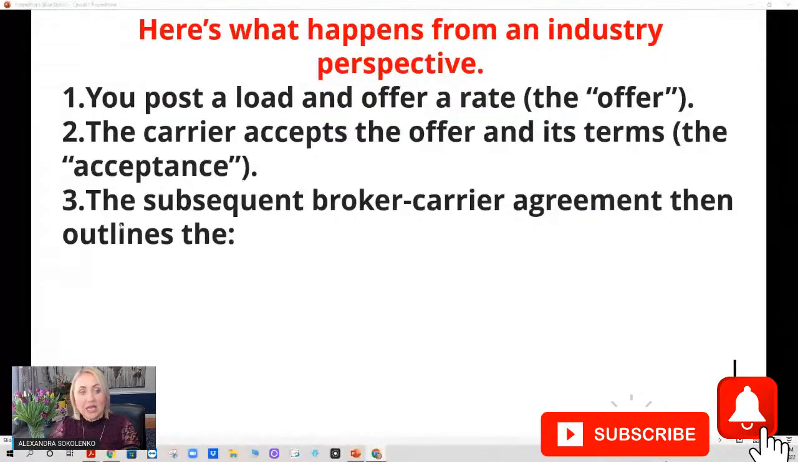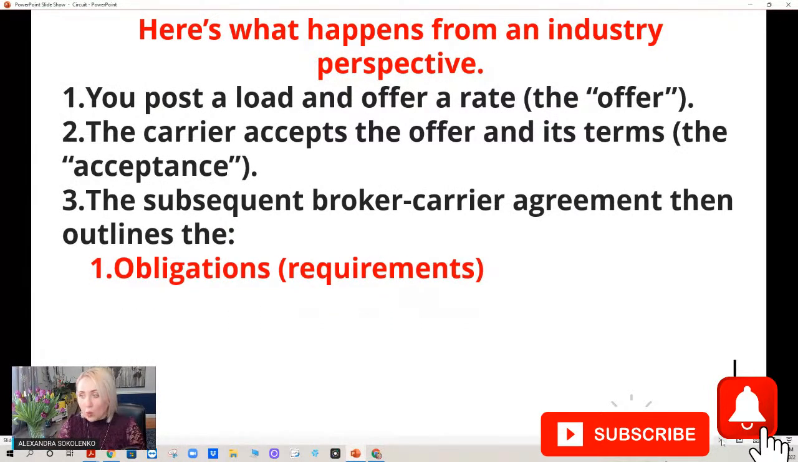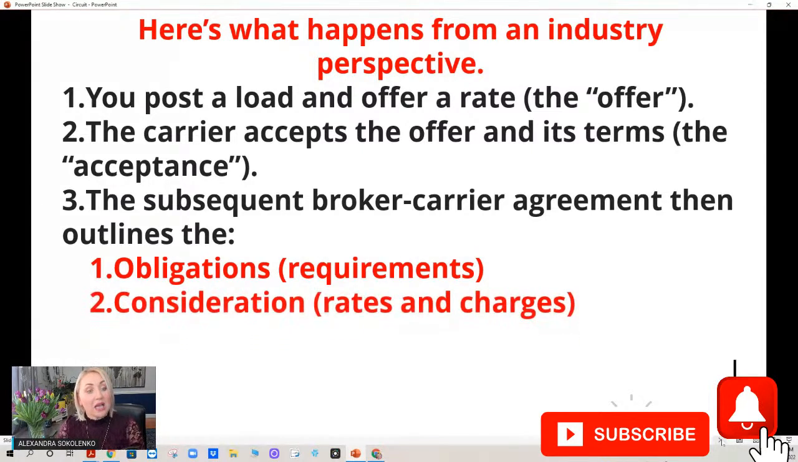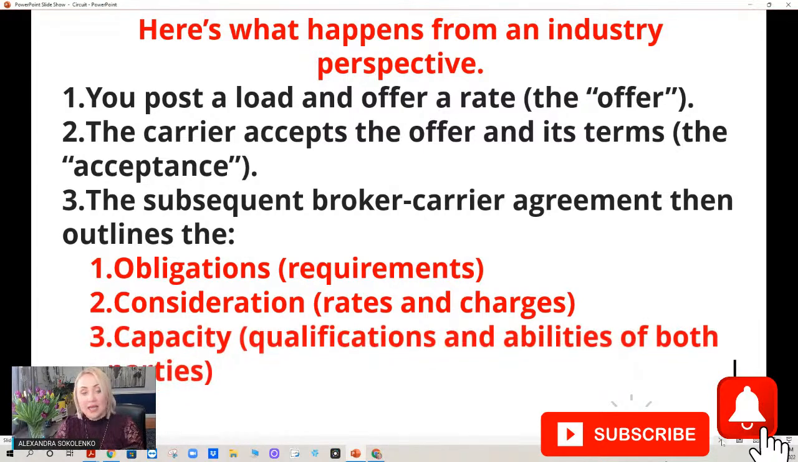So here it is. We need to make sure we know this. What are we going to be displaying? Obligations and requirements in that carrier setup, right? Considerations, all the rates and charges. What else? Capacity and qualification. Those agreements have some specifications which you need to meet as a carrier, and you have to agree to them.